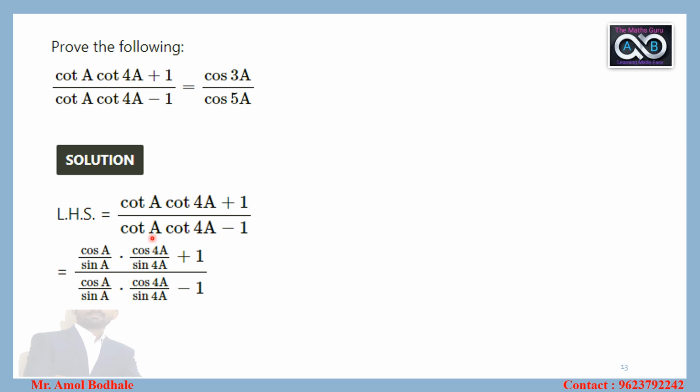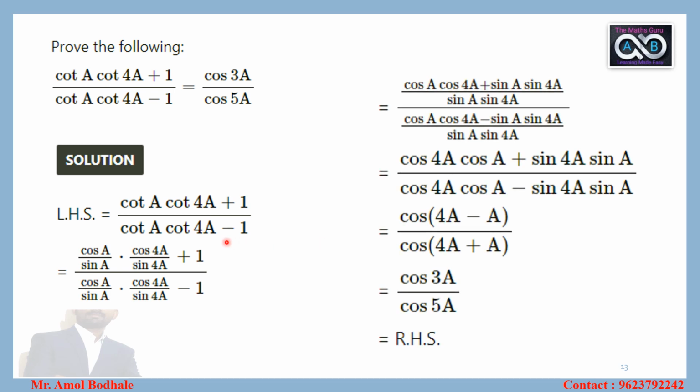Similarly, the denominator is cos A upon sin A into cos of 4A upon sin 4A. Now here it is 1, which means it is 1 upon 1. Now we can take the cross product. Yes, by simplifying this, what do we get? Cos A cos 4A as it is plus 1 into this, that is sin A sin 4A, divided by sin A sin 4A into 1. Here the denominator is 1. So we get this.